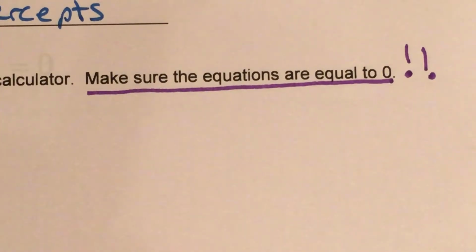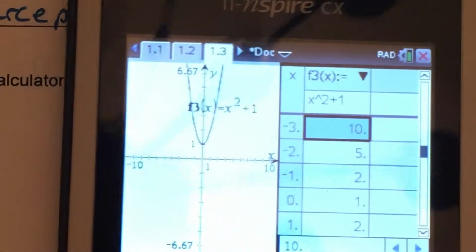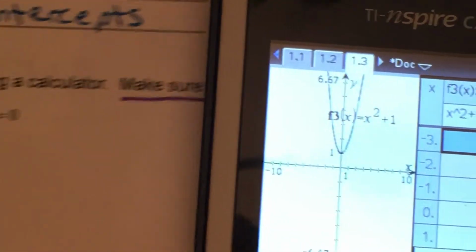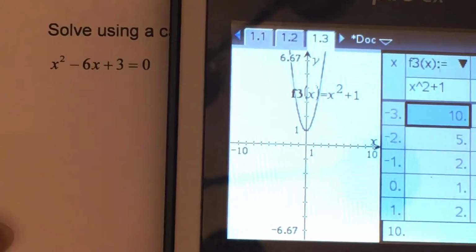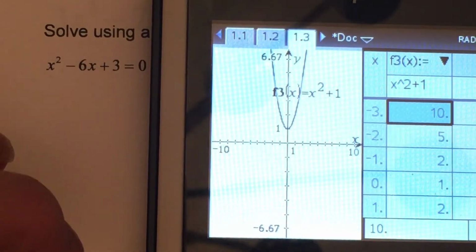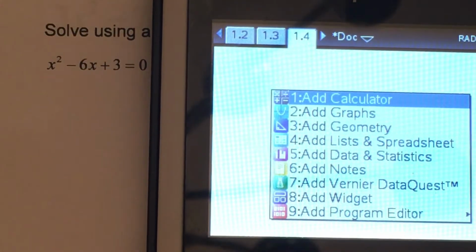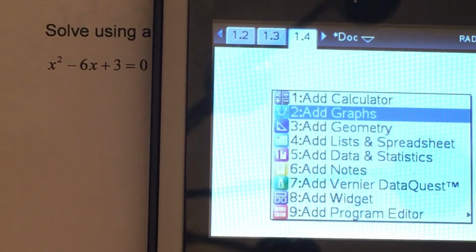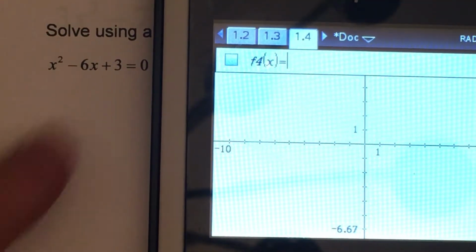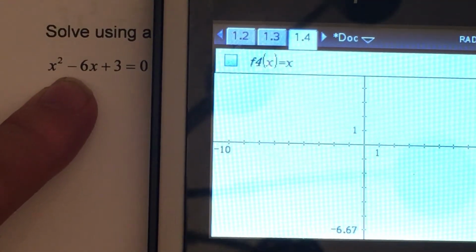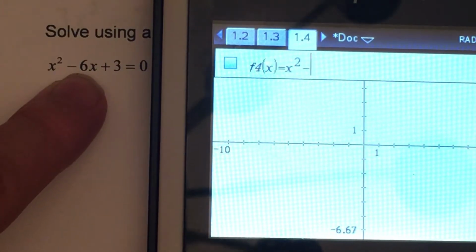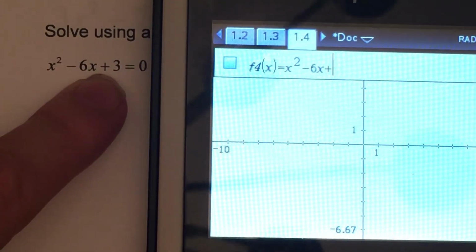So now we're going to practice using our calculator skills. We can do this a couple of different ways. So let's get a new page. Control Doc. Let's get a graph. And let's type this in. X squared minus 6x plus 3.